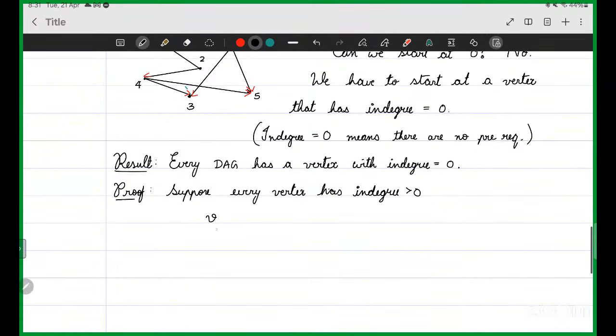I start out with any vertex V0 that has in degree greater than 0. So there is some vertex V1 such that there is an edge from V1 to V0. Is this okay? Yes, sir.